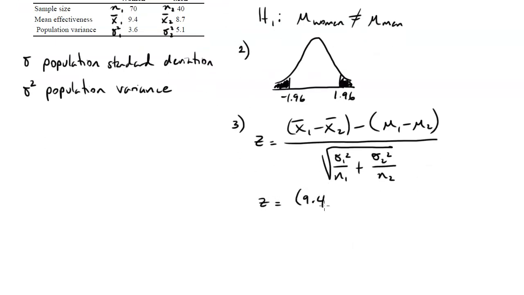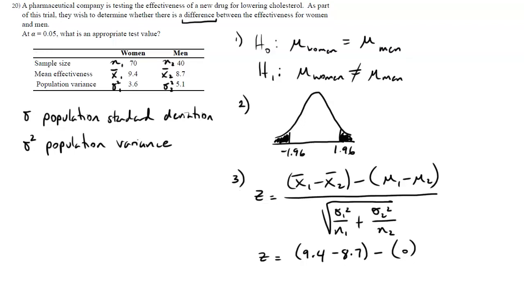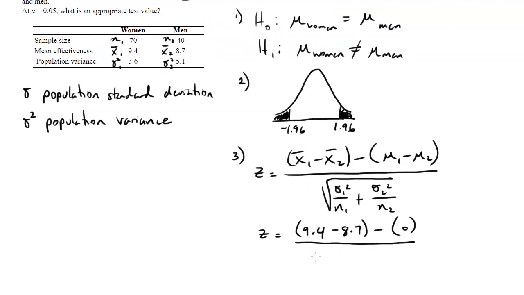So 9.4 minus 8.7 minus. Now, remember our null hypothesis was the means were equal. So if they're equal, when I subtract them, I must get 0. All right? Right? When I subtract them, I must get 0. Okay? Sigma squared 1 is 3.6 divided by n1, which is 70. Plus sigma squared 2 is 5.1 divided by n2 is 40.